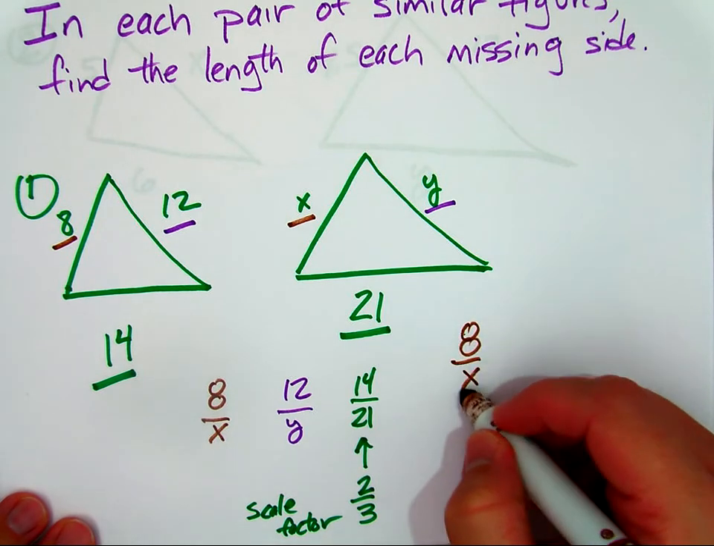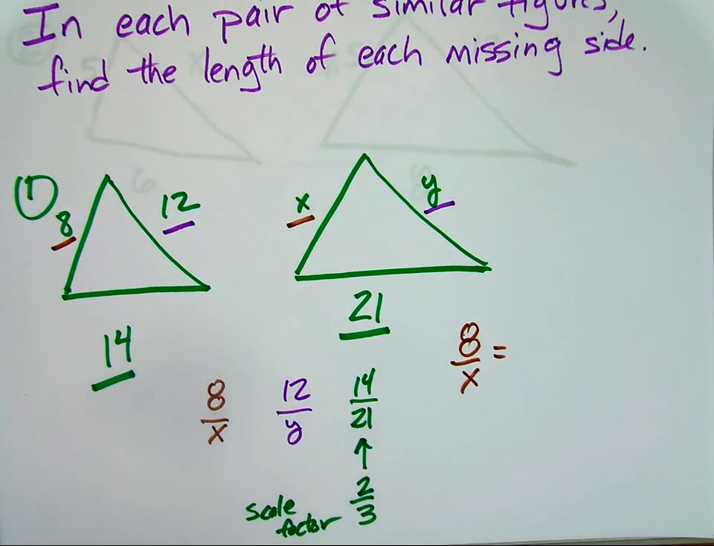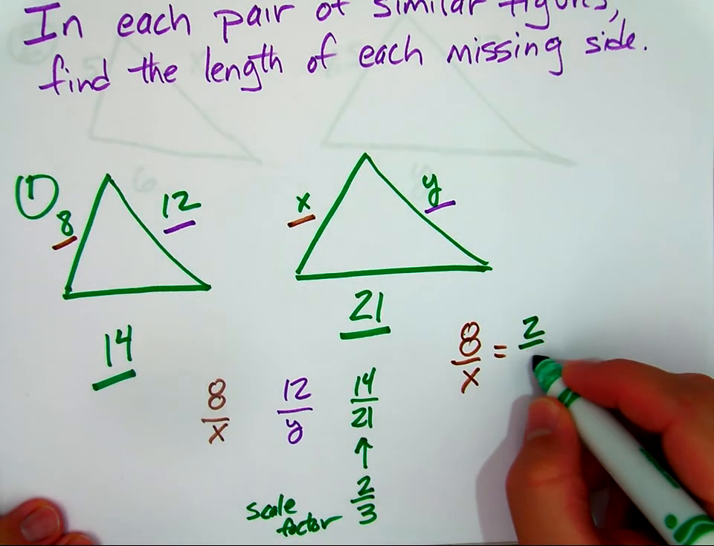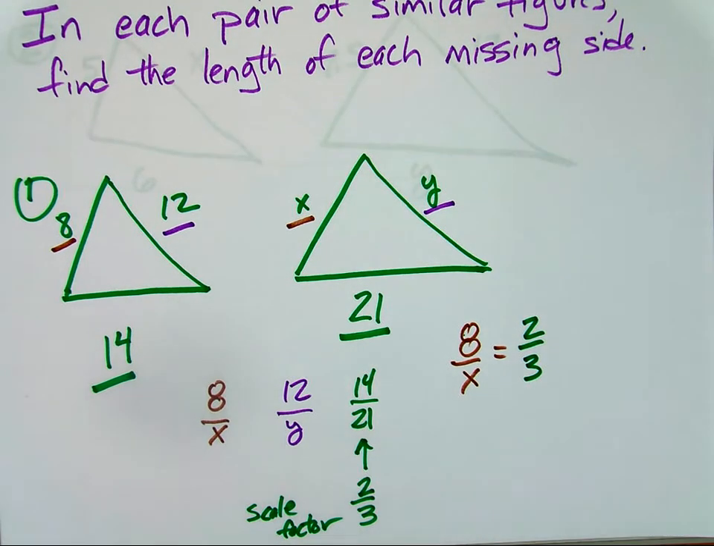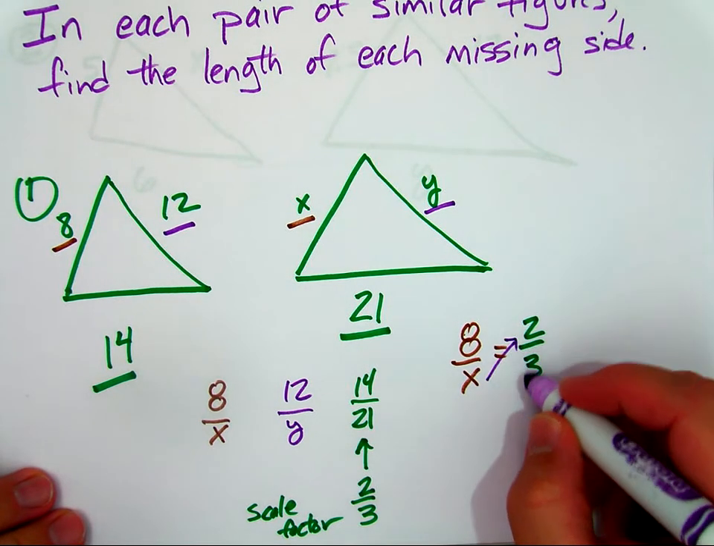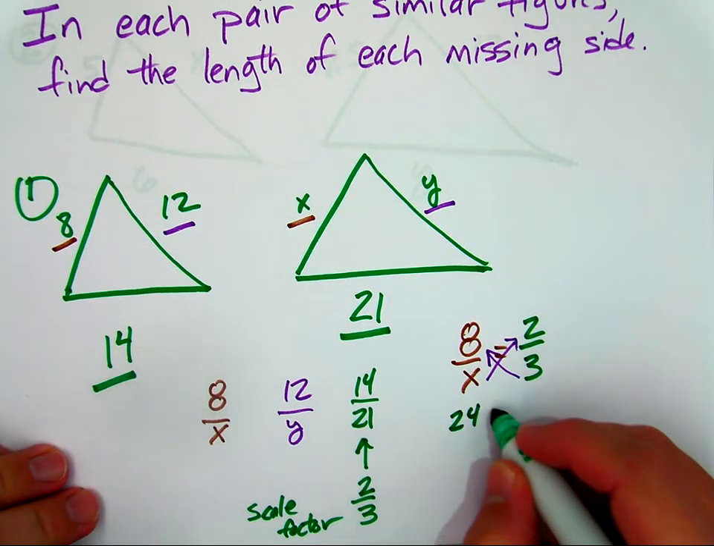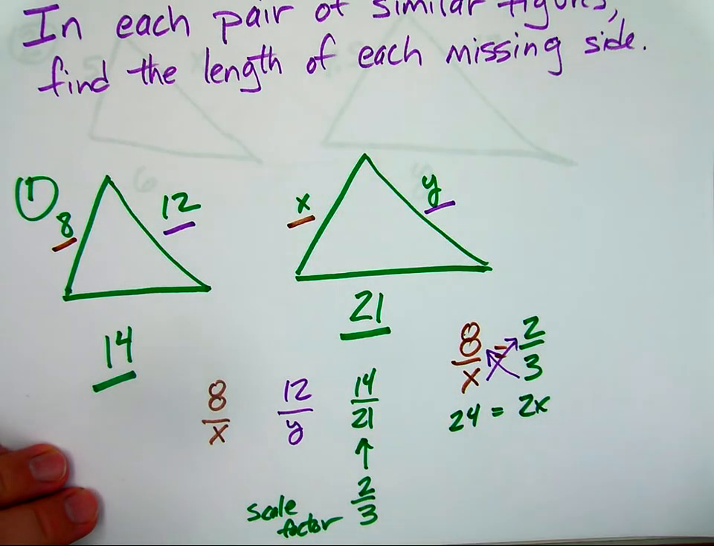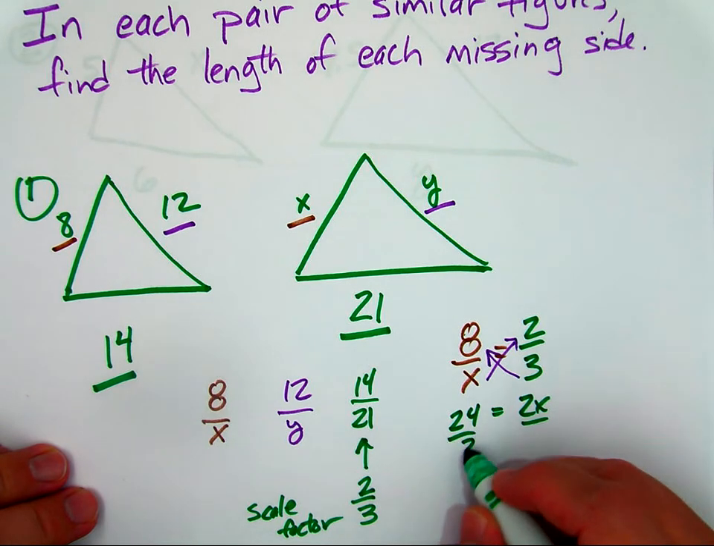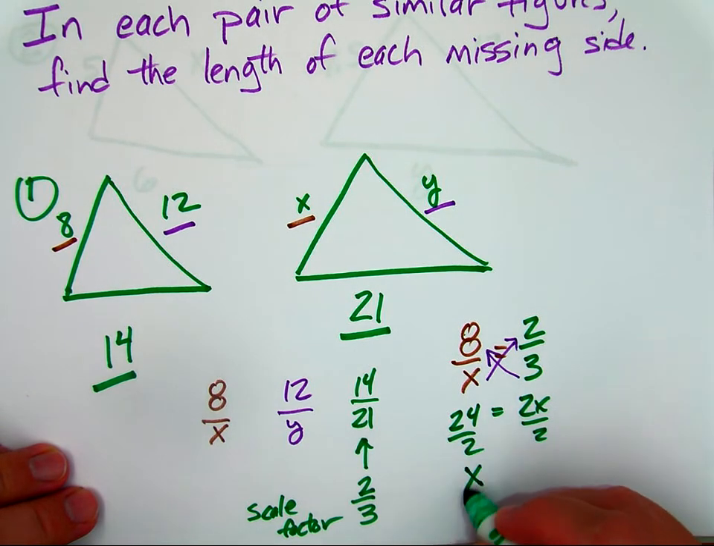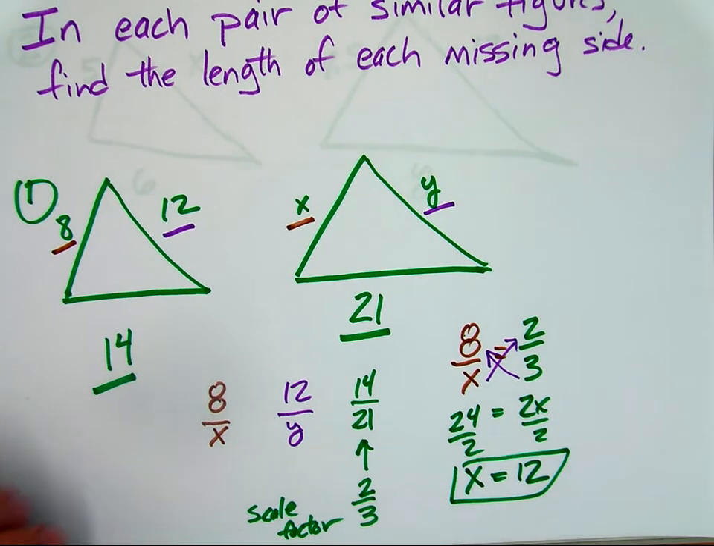8 over x should be equal to my scale factor. Now I have a simple proportion. I'll just use my cross products to get the solution. 8 times 3 is 24. 2 times x is 2x. I divide both sides by 2, and I get x equals 12. So there's one of my missing sides.